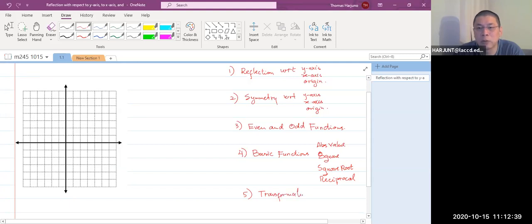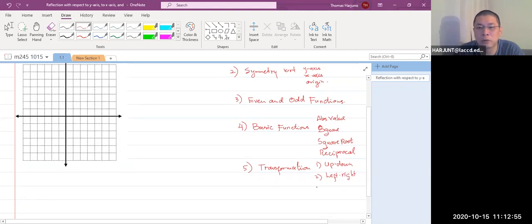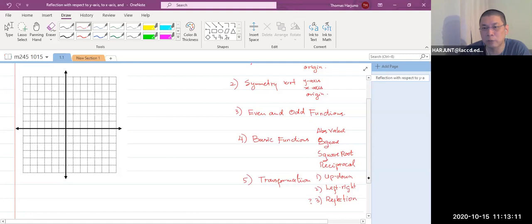Transformation, we will learn up-down transformation. You shift up, shift down, left, right. And if we have a chance, we will deal with reflection. Okay, but that's a question mark. According to my timing, there's a chance that we go up to left, right, and up, down transformation only. And then on Tuesday, we continue with the further transformation.